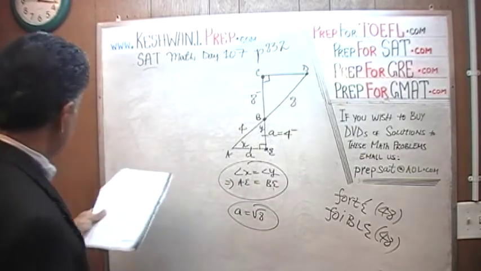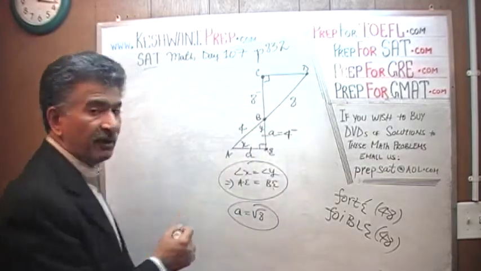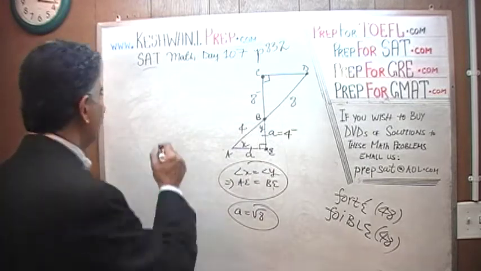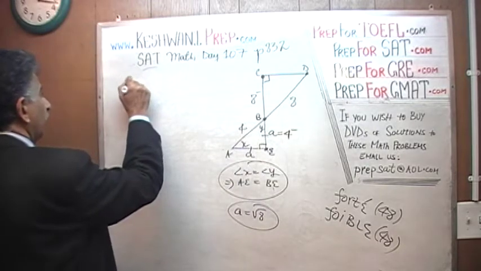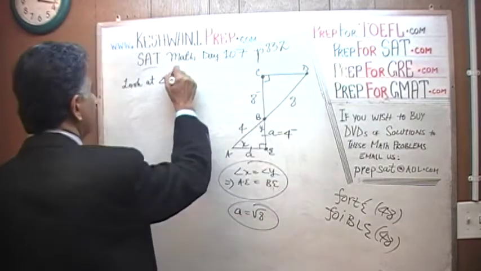So the answer is either B or C. We already know it. So now we're going to finish up. The same exact process that applied to triangle ABE will apply to the next triangle. Now let's look at triangle BCD.